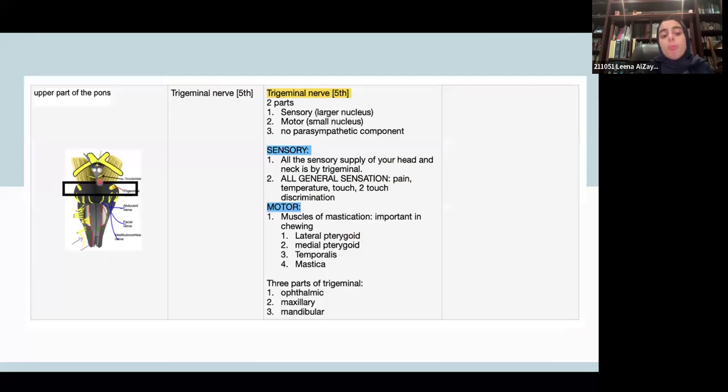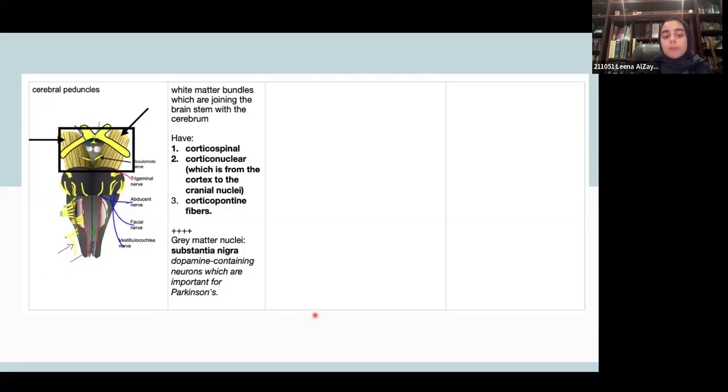Then in the upper part of the pons, we have the trigeminal coming out. The trigeminal comes out kind of from the sides, and it is responsible for all general sensations of the head and neck, and all muscles of mastication: masseter, temporalis, medial pterygoid, and lateral pterygoid muscle. And it has 3 parts: ophthalmic, maxillary, and mandibular. Right, now we're done with the pons. Now we're going to go up to the midbrain.